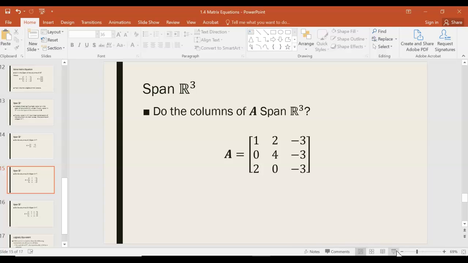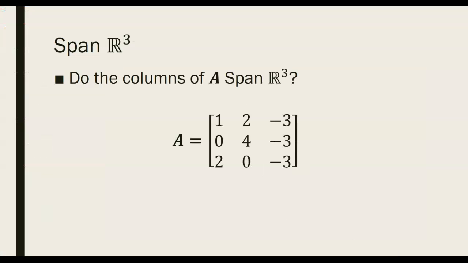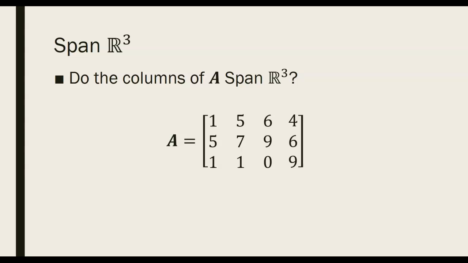I want you to do one more of those. Go ahead and do the next example. This matrix is not a square matrix. It's going to be a 3 by 4 matrix. So we're going to have 4 variables, and we're going to ask ourselves, do the columns of A span R3? Is there some linear combination that will give us B no matter what B we choose? Go ahead and do that using that row reduced echelon form technique we showed. Push pause on the video.